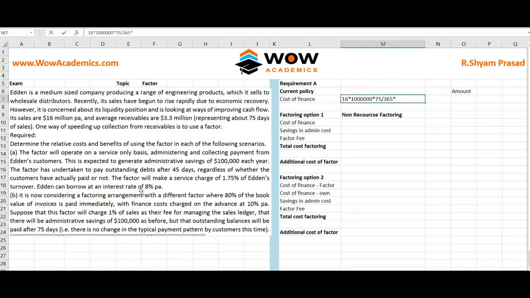So we'll use this: Eden can borrow at an interest of 8%. We'll use the same number. So we'll take it as 8, or we'll better take it as minus 8. So this will give us the existing option cost.